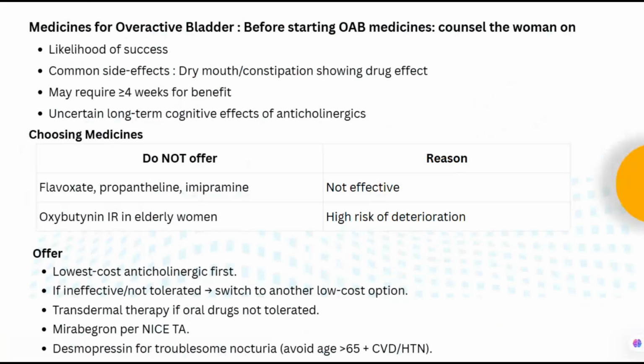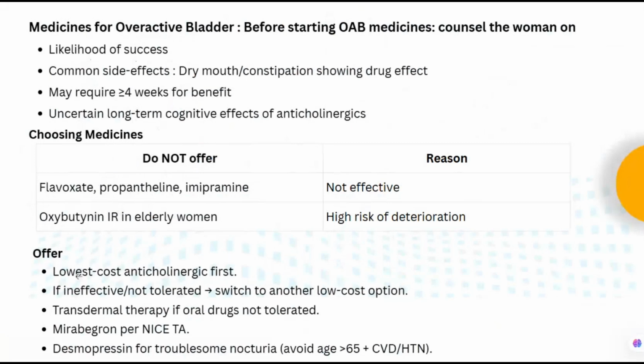So coming to the choice of the medicine, what is not to be offered? Flavoxate, propantheline and imipramine, these are not effective, so these are not preferred. Oxybutynin immediate release in elderly patients is not to be used. It has a high risk of deterioration, especially of cognitive function. So avoid oxybutynin in elderly patients. Okay, so when you see that your diagnosis is overactive bladder, look at the age of the patient which is given in the scenario. And if it is an elderly patient, then do not select oxybutynin.